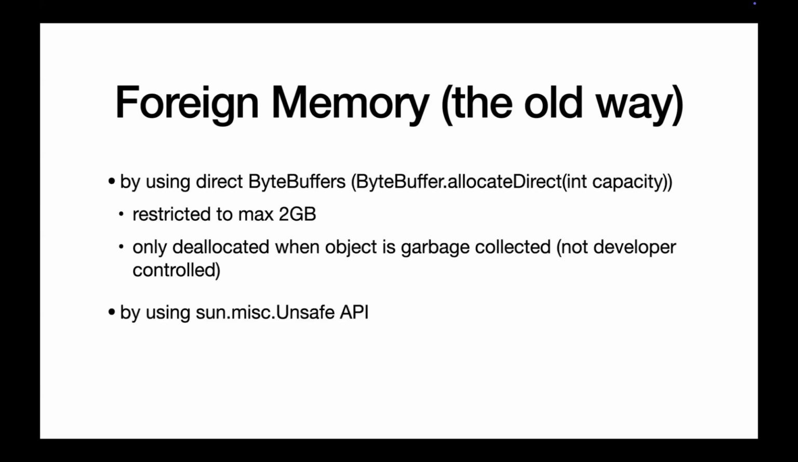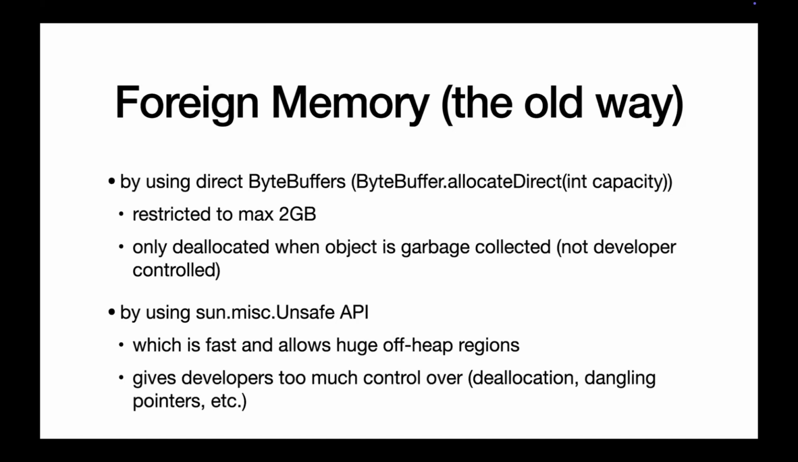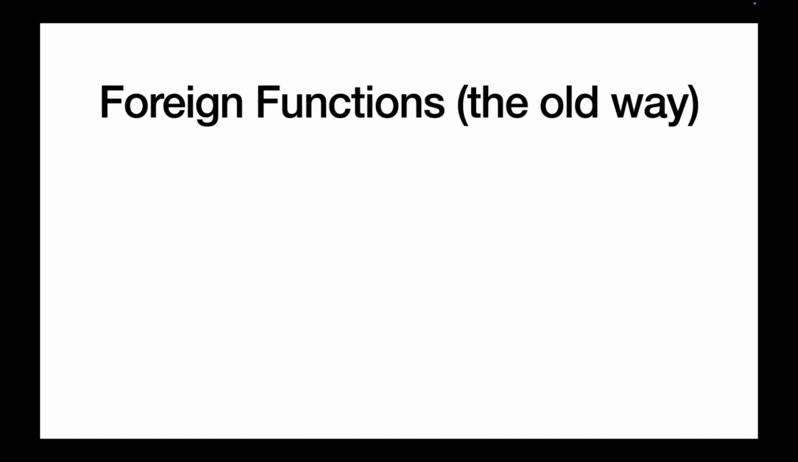Or you could use the Unsafe API, which is still in Java. But as I said, it's unsafe. You can do almost anything with it. You can even allocate huge regions of memory, but then you also have to take control over the deallocation. You maybe have to take care of dangling pointers or anything that comes with it. So you really have to know your way around to use this. This is for the foreign memory, and for the foreign functions, you had to use JNI.